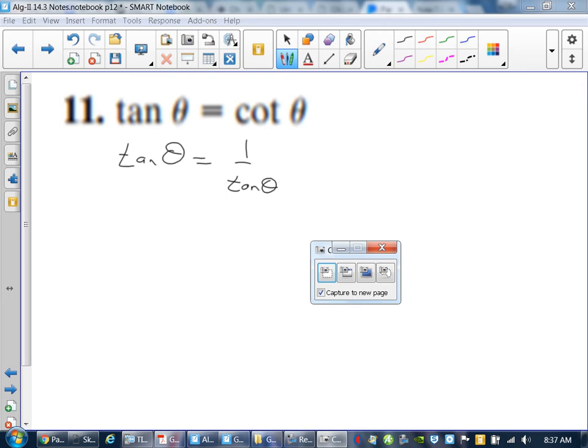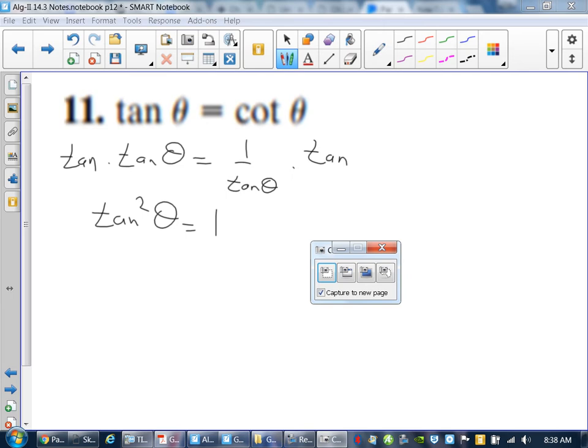It sounds great. Now, how do I undo divided by a tangent? I multiply by a tangent. And this is where you're at. Now I know what you did, because that's the long form of the algebra. So by doing this, I'm going to get tangent squared theta equals 1.